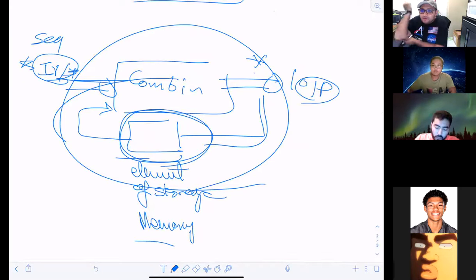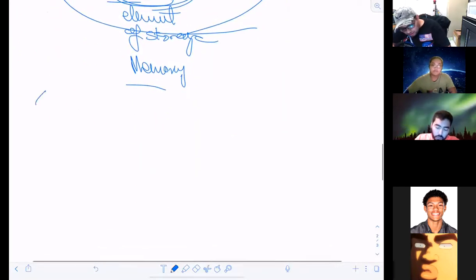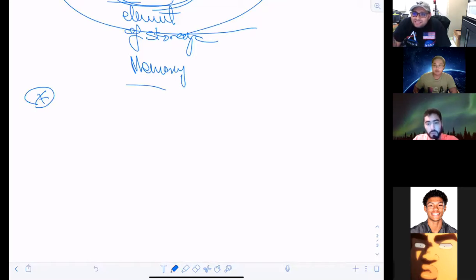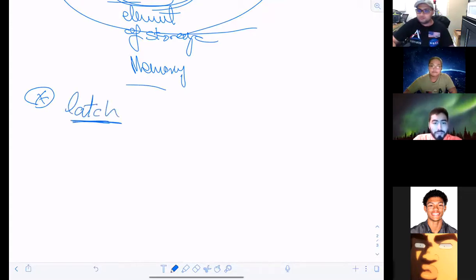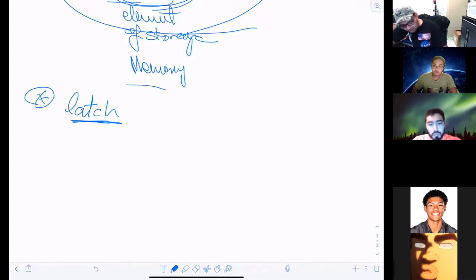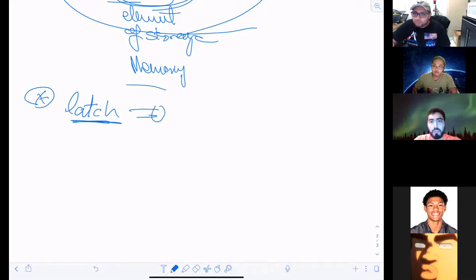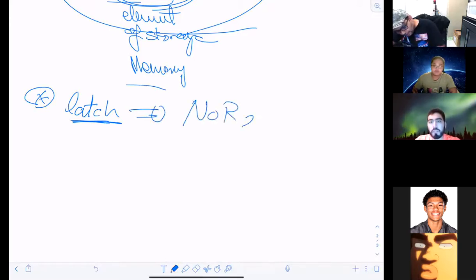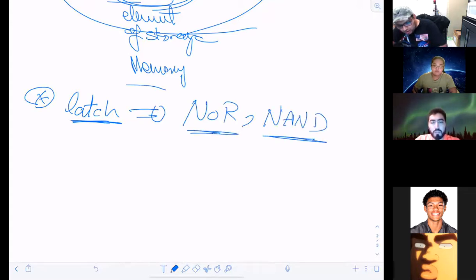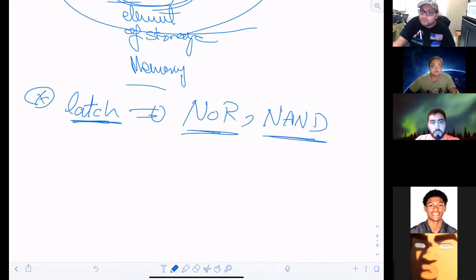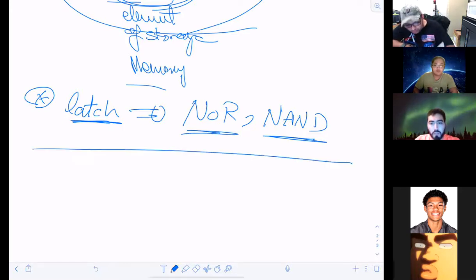Now we need to see what this element is. Historically, the designers didn't know what exactly we should do. So in the beginning, they started building something from the combinational circuit and they called it latch. And of course, they used the most popular thing that I mentioned to you from the industry perspective, NOR and NAND, for building such an element. So the first attempt at building a sequential element came by producing the latch. Then they found out there's a problem with the latch. We're going to discuss it, but at least we started with the latch, right?